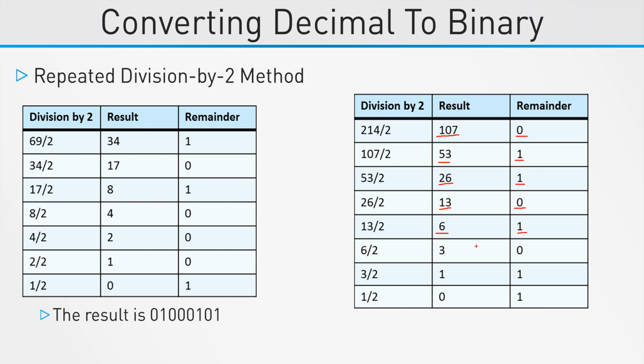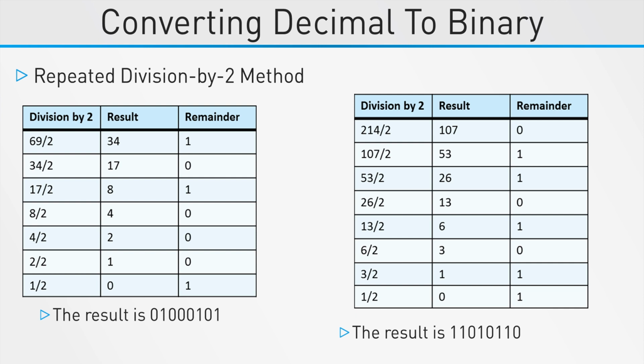If we divided 6 by 2, then we get 3 and the remainder is 0. If we divided 3 by 2, then we get 1 and the remainder is 1. And finally, if we divided 1 by 2, then we get 0 and the remainder is 1. If we take the remainders, then we get a result of 1, 1, 0, 1, 0, 1, 1, 0.